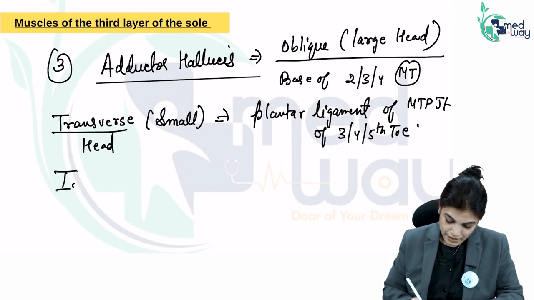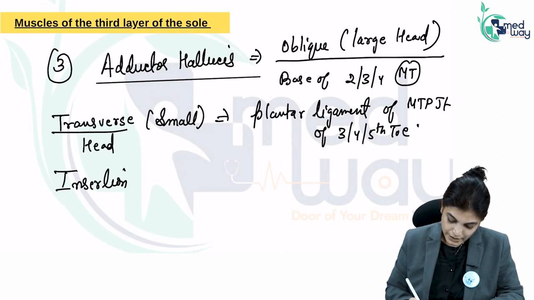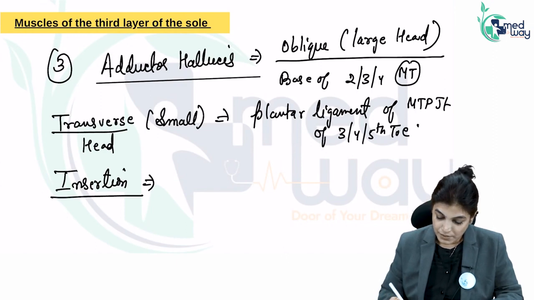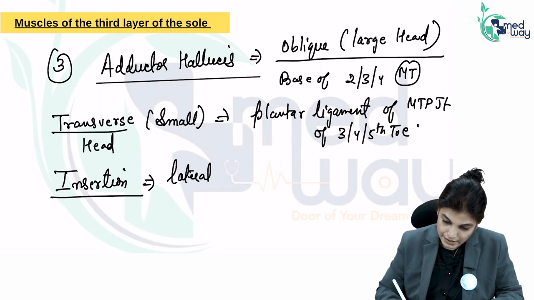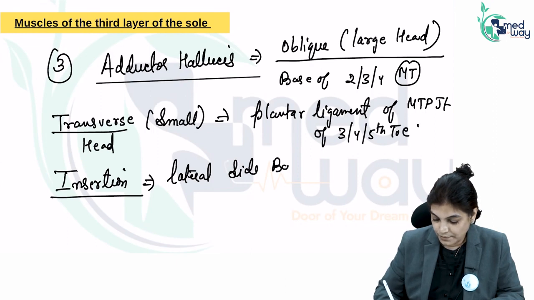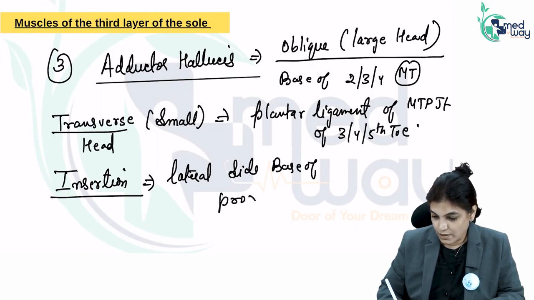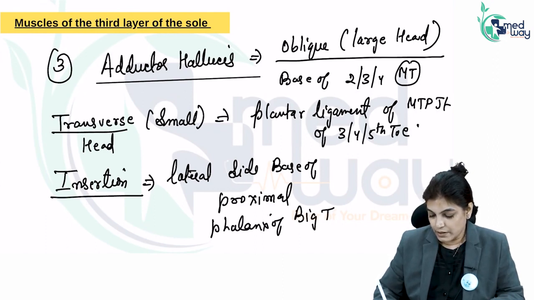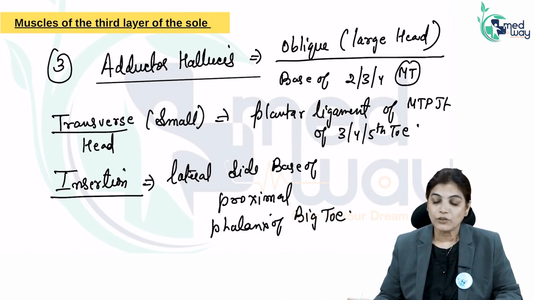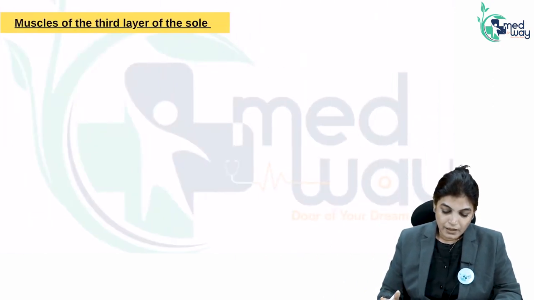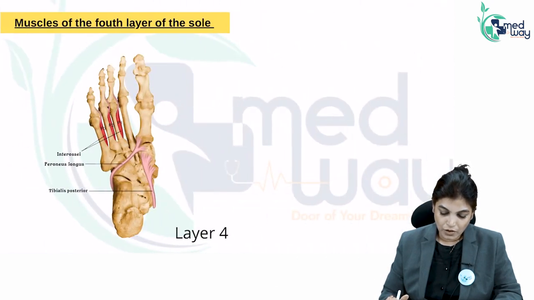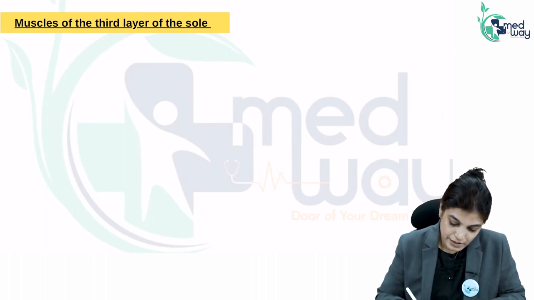And what about the insertion? The insertion of adductor hallucis muscle is onto the lateral side of the base of the proximal phalanx of the big toe or great toe. It is inserting into the proximal phalanx of the great toe from the lateral aspect. So now we are done with this. In this category, we have finished the muscles of the third layer. Now the category is the muscles of the fourth layer. Let's talk about that.